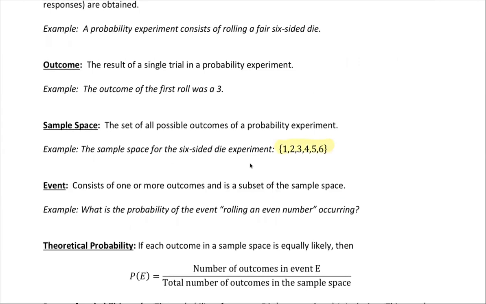And then an event is 1 or more outcomes, which is a subset of the sample space. A good example of that, and usually the event comes with the probability question. So the question here is, what is the probability of the event rolling an even number occurring, right? So it's the probability that you roll it and you get an even number. The event there would be you get an even number.